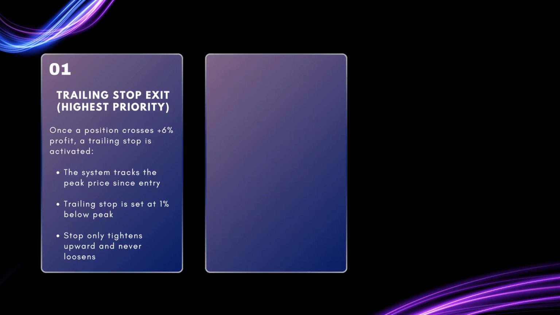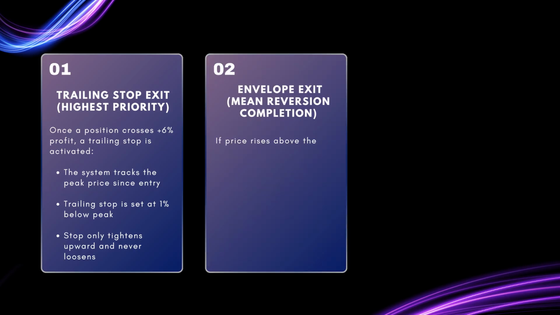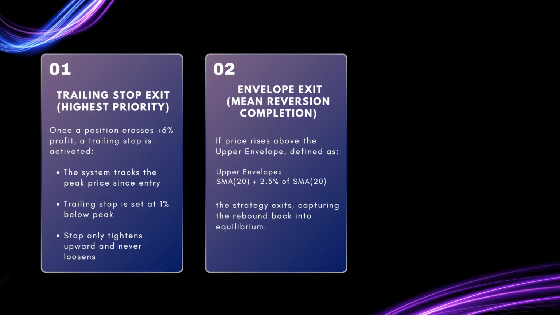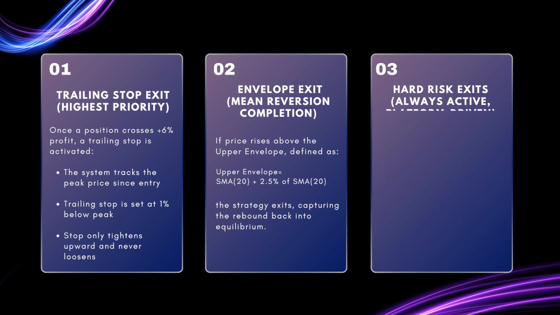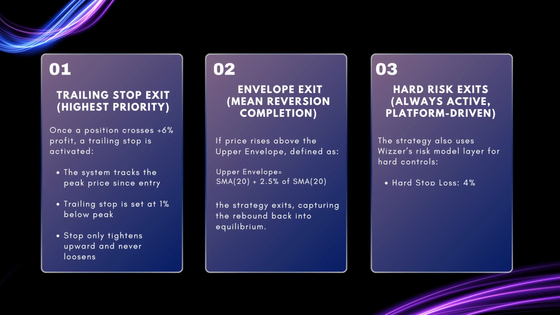The second exit is the envelope exit. If price rises above the upper envelope, defined as SMA 20 plus 2.5% of SMA 20, the strategy exits, capturing the mean reversion back into equilibrium. In addition, hard risk exits are always active, enforced through Wizzer's risk model layer. 4% hard stop loss, 12% hard profit booking.